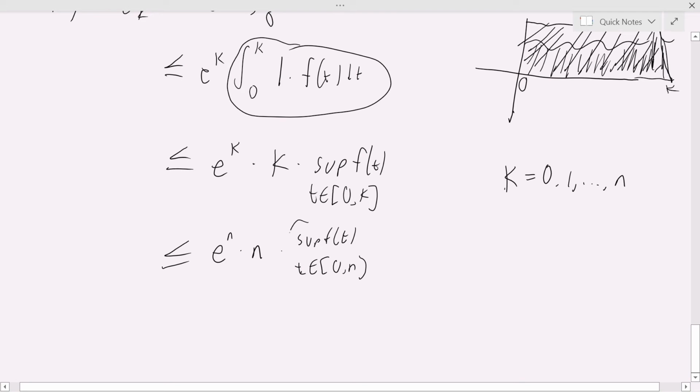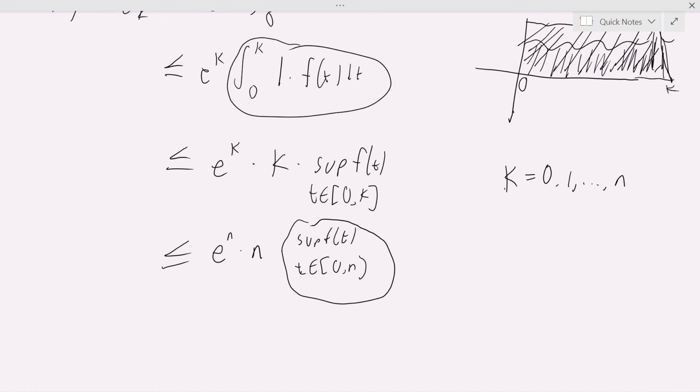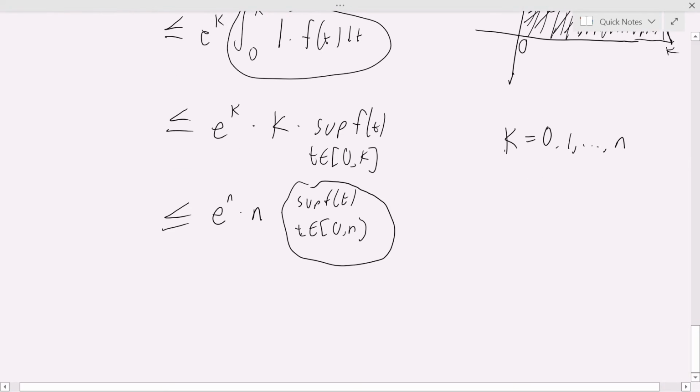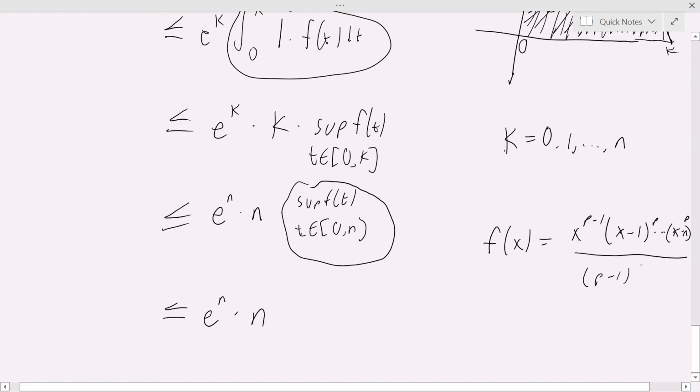And finally, what is the actual supremum of this function? Well, we're not going to say what the exact supremum is. We're going to give an upper bound on this quantity as well. So we'll say this is less than or equal to e to the power n times n. And now if we recall what the function is, the function is f of x equals x to the p minus 1 times x minus 1 to the p, and you keep multiplying like this, all the way out to x minus n to the power p. And then that all gets divided by the number p minus 1 factorial.